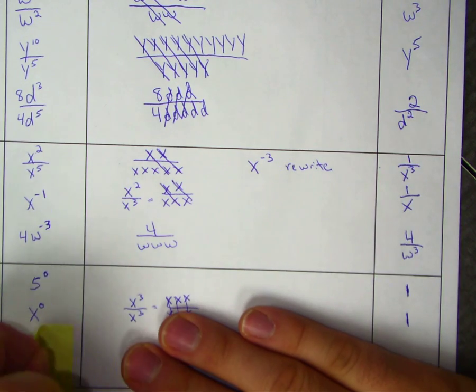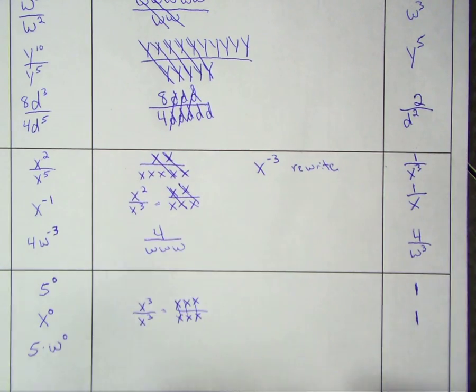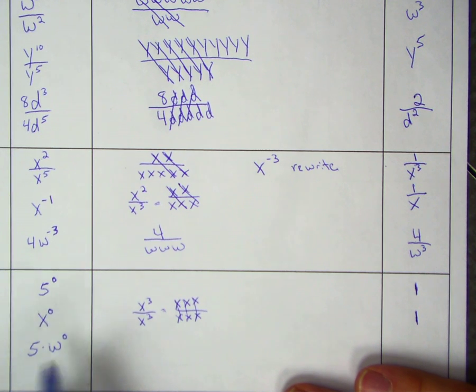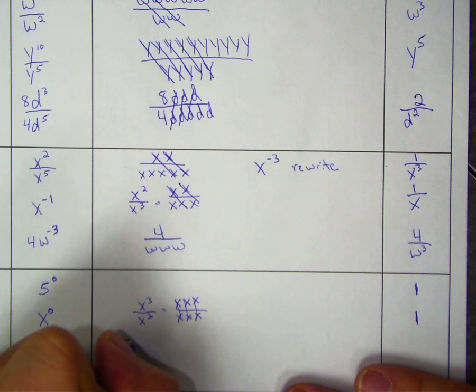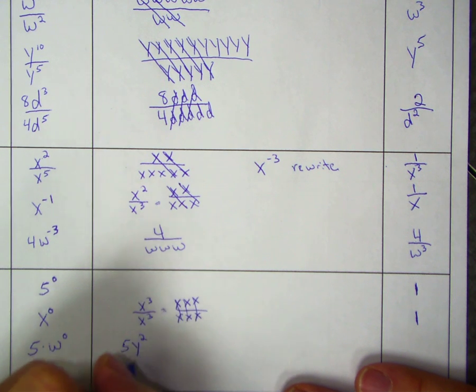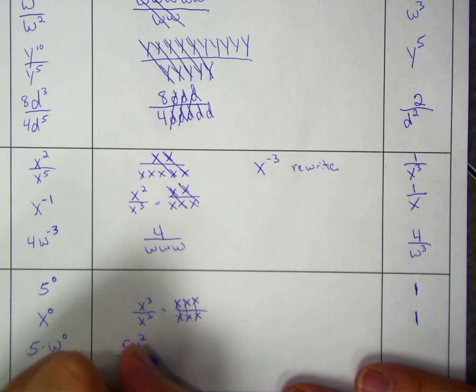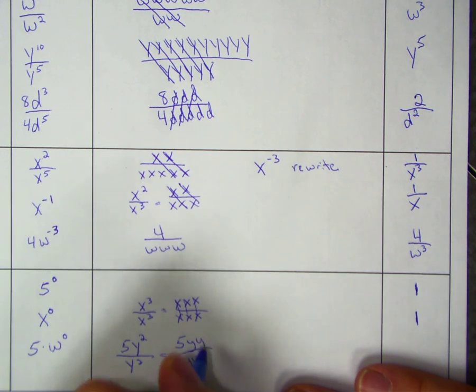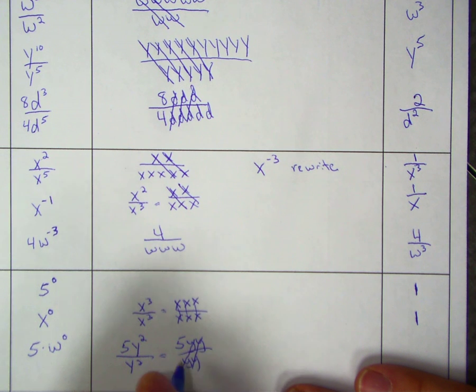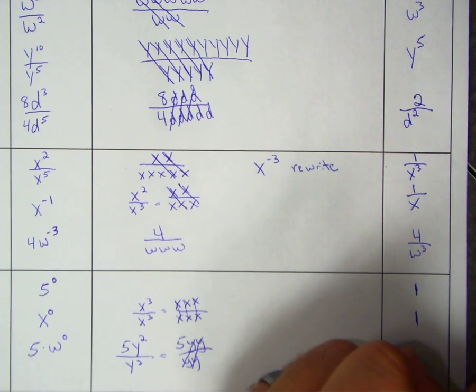Let's talk about this last one. 5w to the 0 power. So that could have been like 5 times, let's do y, y to the second over y to the second. If we write that out, it's 5y over y. And if you think about it, these are going to cancel out and cancel out. And 5 times 1 is 5.